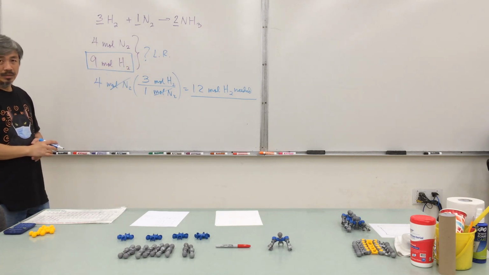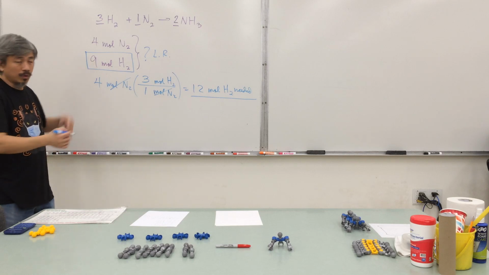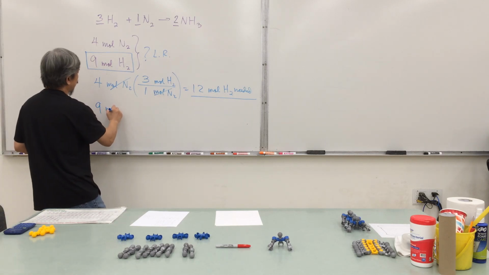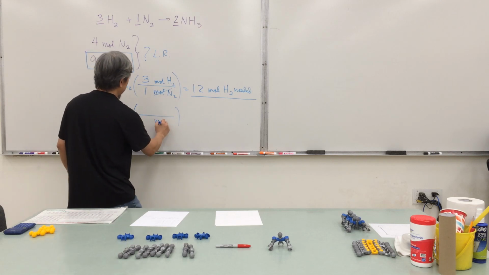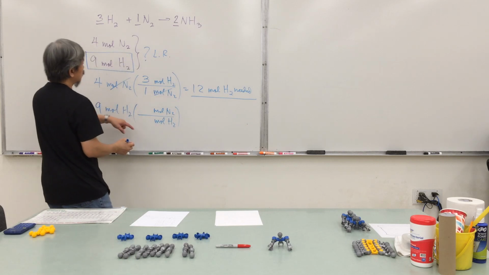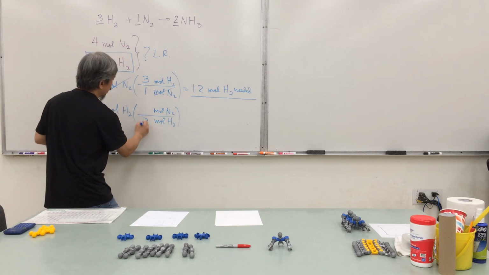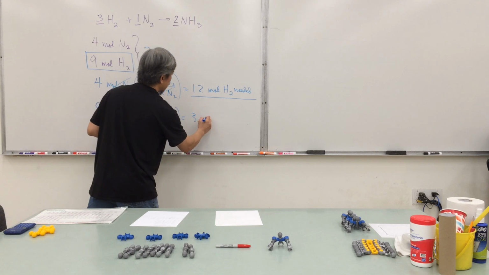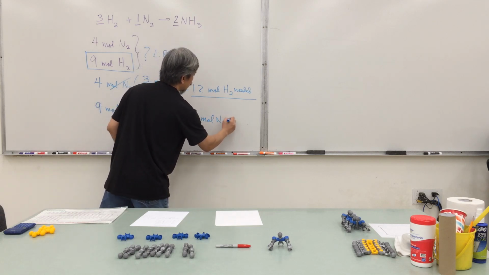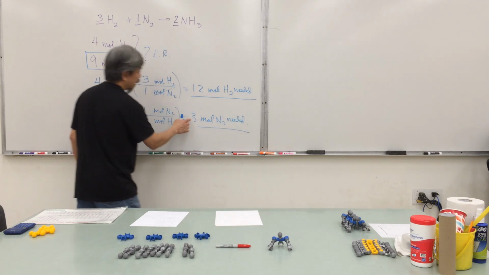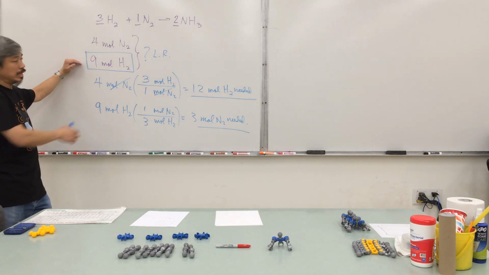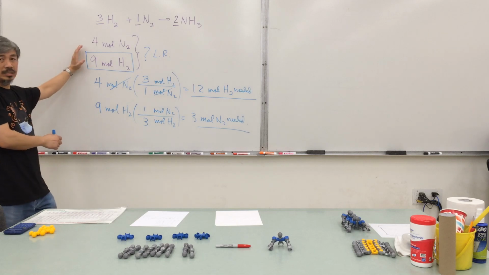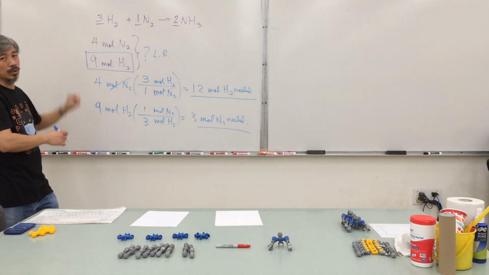Again, either way, you can still confirm that. If I start off with 9 moles of H2 and do the calculation this way, I have H2 over here and moles of N2 over here. Again, the 3 goes on the bottom and the 1 goes on top. This tells me I need 3 moles of N2, and sure enough, I have 4 moles, more than enough. I'm going to run out of hydrogen first. Either one you calculate, you still get the same result that this is your limiting reactant.